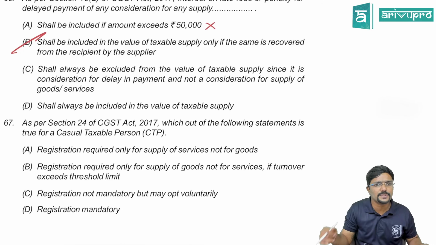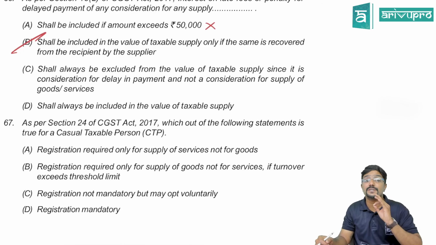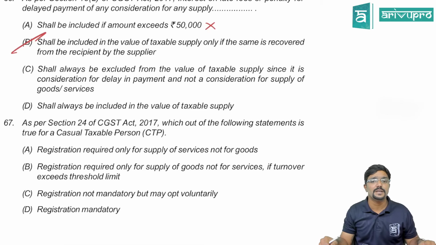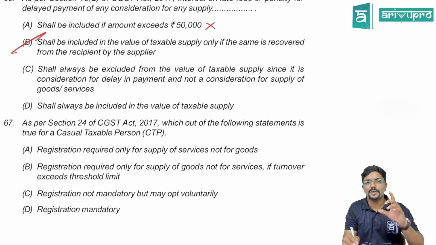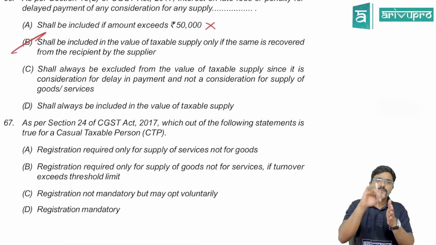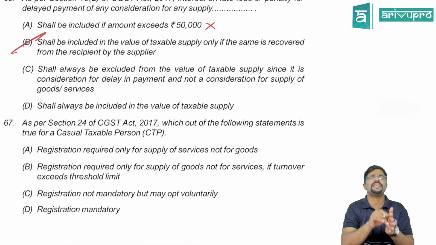Let us see the other options also. Shall always be excluded? No. From the value of the taxable supply, since it is considered for delay in payment and not a consideration for supply of goods or services? No. Shall always be included in the value of taxable supply? No. This is not the complete answer. Why? Because it will be included only if supplier is charging to the recipient and collecting it.